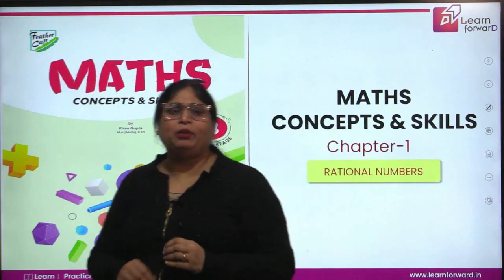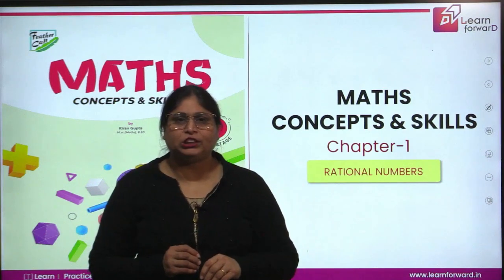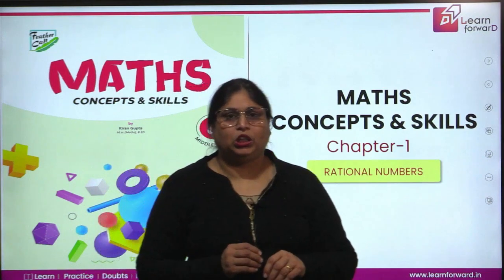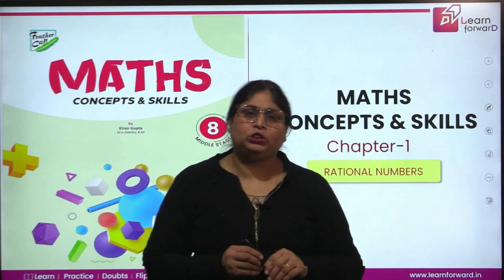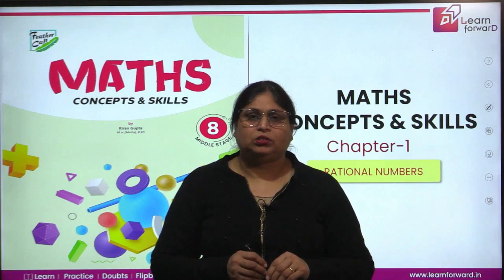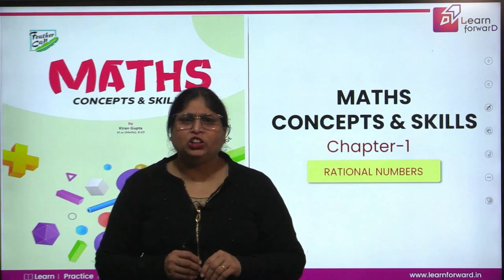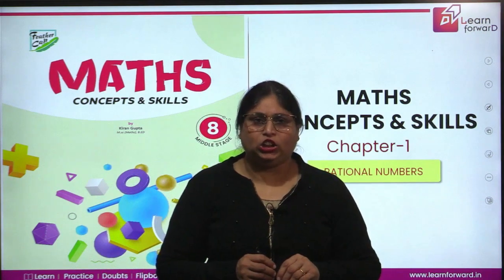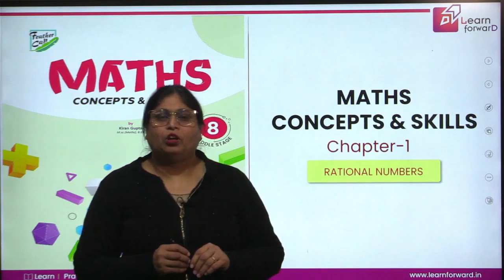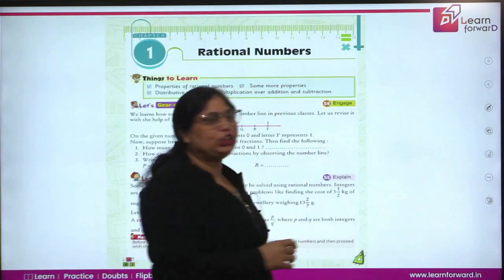So, can you tell me what are fractions? Give examples of fractions, please. Okay, 3 upon 5, 4 upon 7. And what about integers? -1, 2. Is 0 an integer or not? Very good. 0 is an integer. Okay. So, moving forward on the chapter, rational numbers.